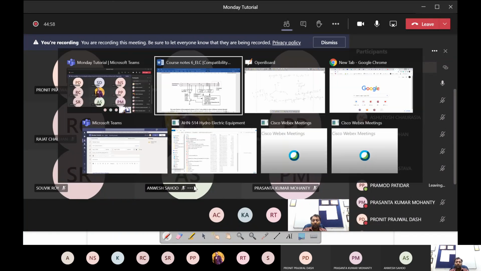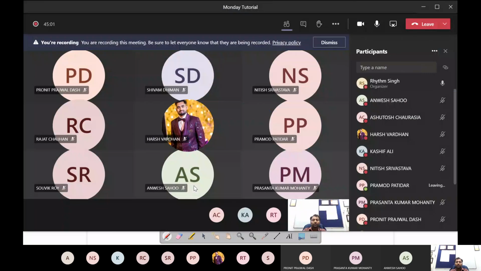Okay, so then we will stop here for this class. This is all for ELC, and next class we will start with the excitation control, maybe a couple of classes, 1 or 2 classes, and then we'll go for power factor control. All this I think we will be able to complete before the mid-sem break.